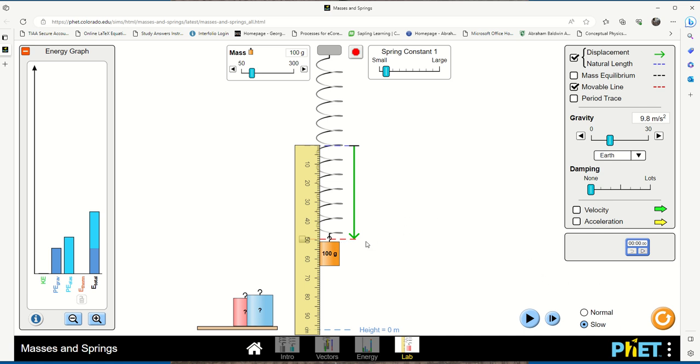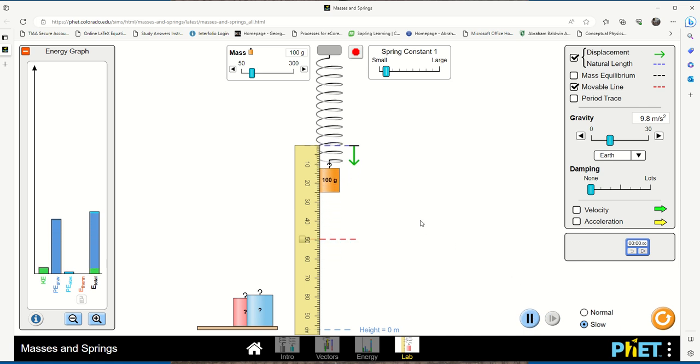And if you're not sure, you can hit play. It's a little bit tedious, but we can see how close I am, and it looks perfect. All right, so I know that my XF is 49.5 centimeters.